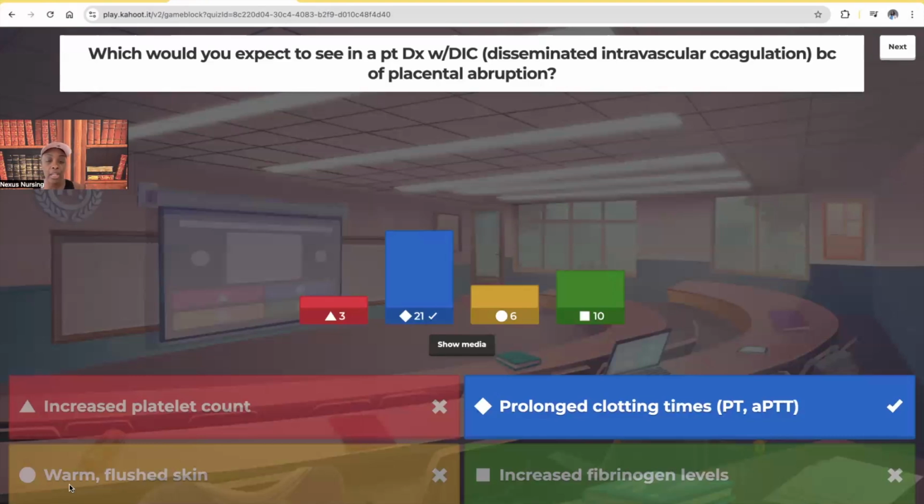And then last, increased fibrinogen levels. Well, no, because again, in DIC, all of your clotting factors are being depleted. So if anything, the fibrinogen levels in this type of patient are going to be what? Down.